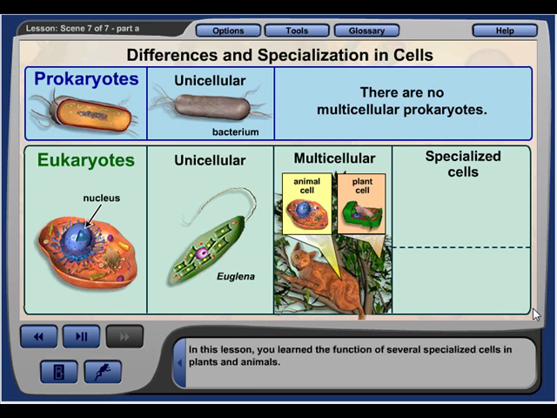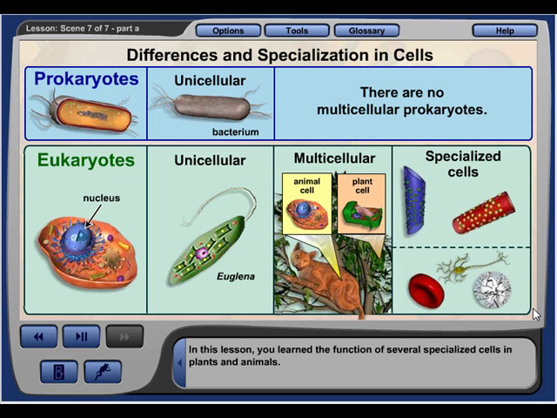In this lesson, you learned the function of several specialized cells in plants and animals. Knowing differences in cells helps you understand how they survive. As you continue your life science studies, it will also help you to understand the roles different organisms play in your environment.